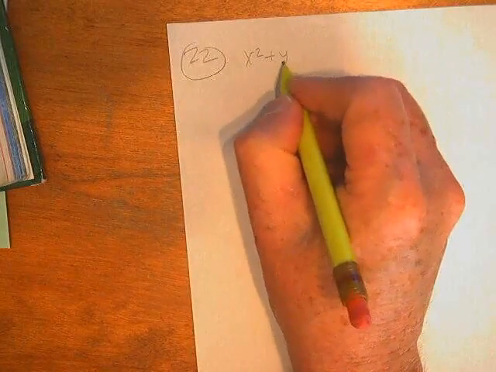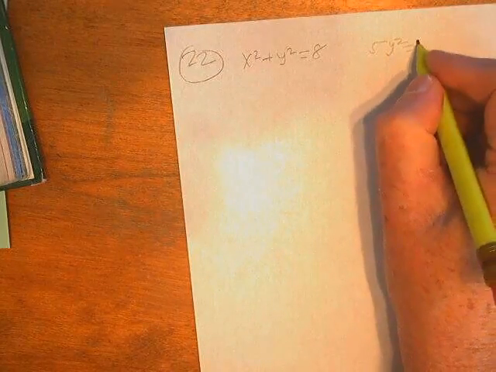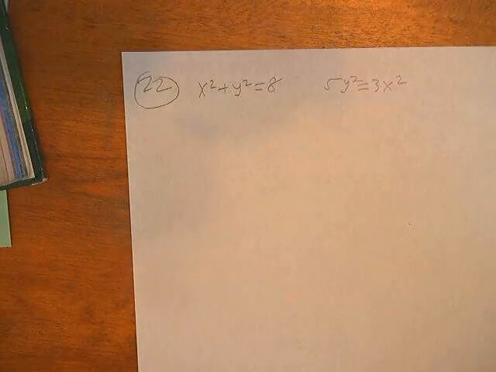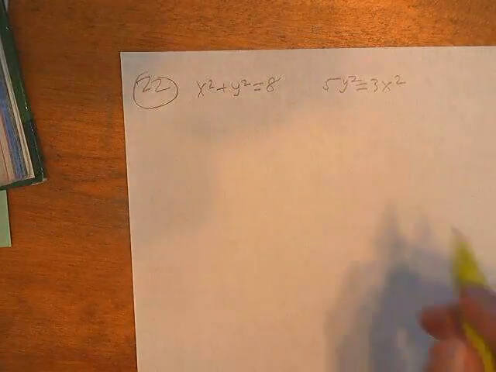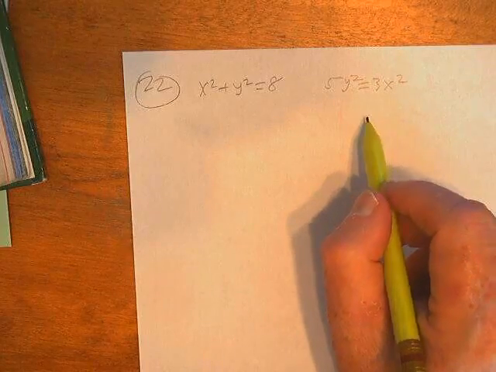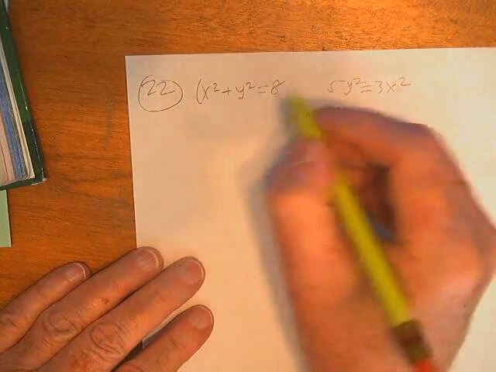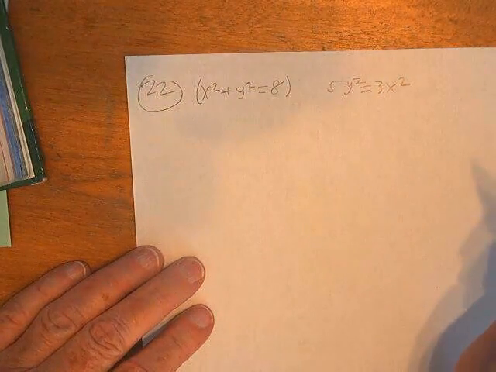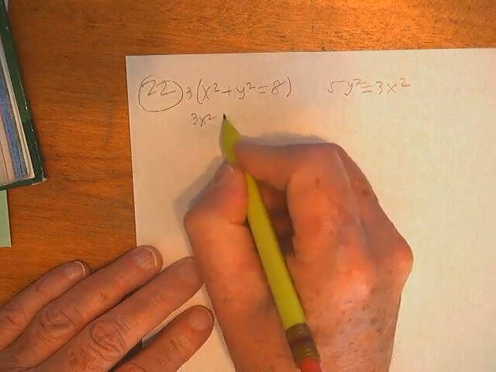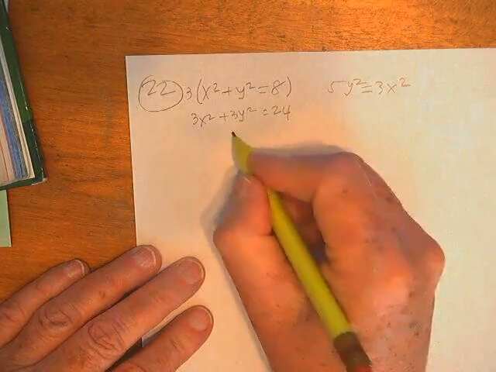x squared plus y squared equals 8. 5y squared equals 3x squared. Huh. Well, it would be nice maybe if I could substitute something. So I tell you what, let's come over here to this one and let's just do a 3. 3x squared plus 3y squared is 24.